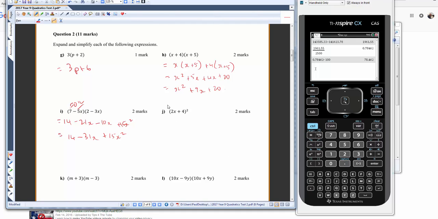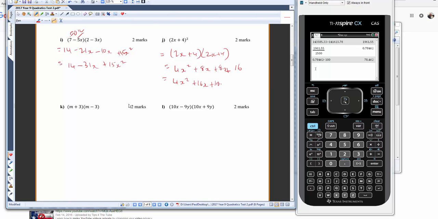Alright, here we've got a perfect square expansion. You can do this by rule, or you can do it the old school way, which is write it out and do the full expansion. So that's 4x squared plus 8x plus 8x plus 16, which is 4x squared plus 16x plus 16.